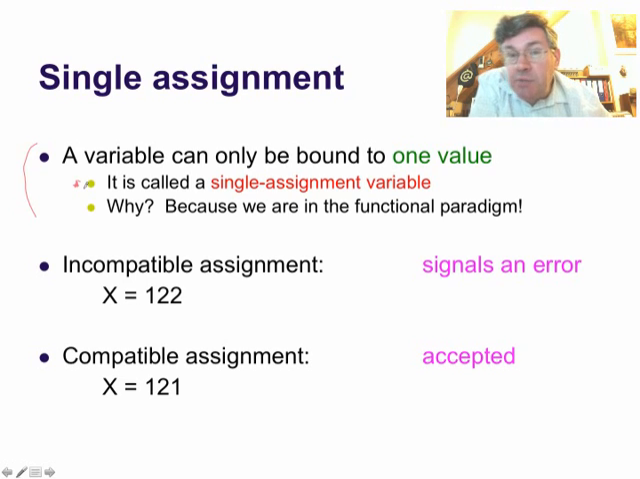So why is this? It's because we're in the functional paradigm. It's a basic property of variables in the functional paradigm. So if we try to do x equal 122, we get an error, as we saw. If we do x equal 121, it works. In fact, there's a subtlety here. It's not that the variable cannot be assigned multiple times. It can, as long as you assign it to the same value. It cannot be assigned to different values.